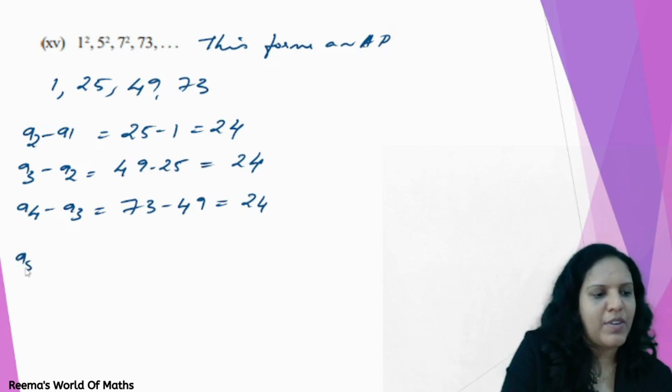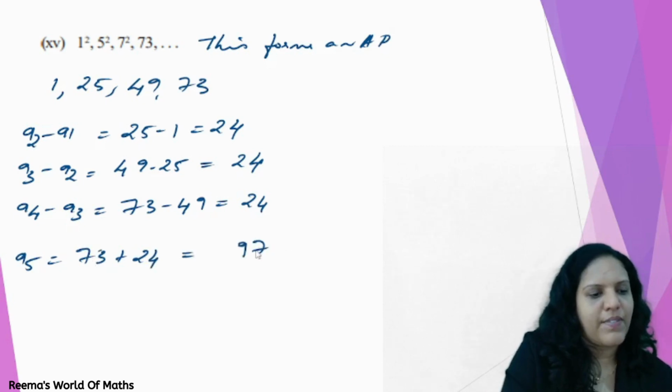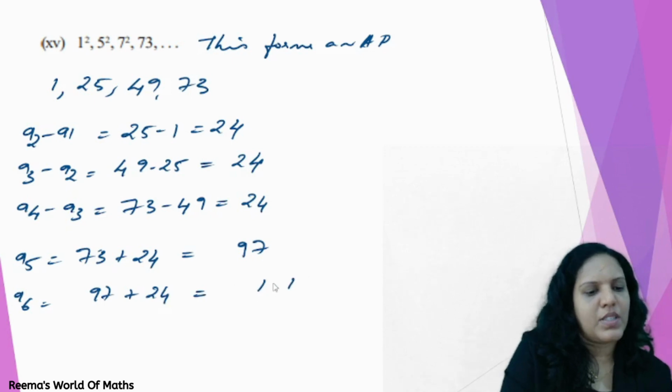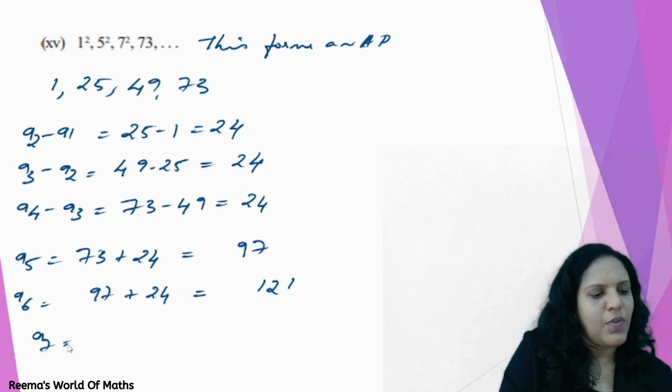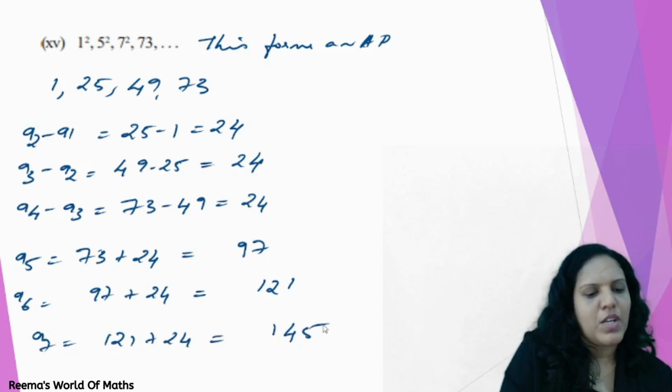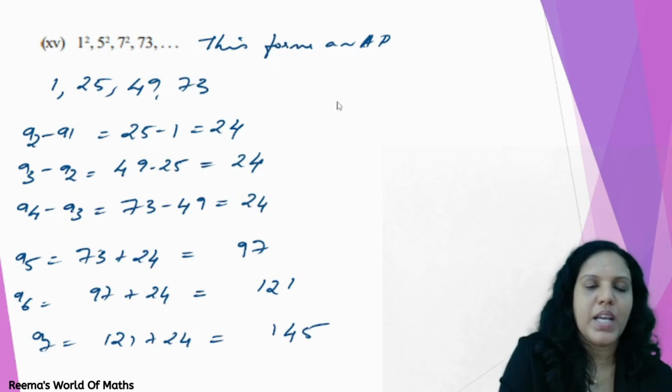So A5 will be 73 plus 24, which equals 97. A6 equals 97 plus 24, which is 121. Again A7 equals 121 plus 24, which is 145. So the next three terms in this AP will be 97, 121 and 145.